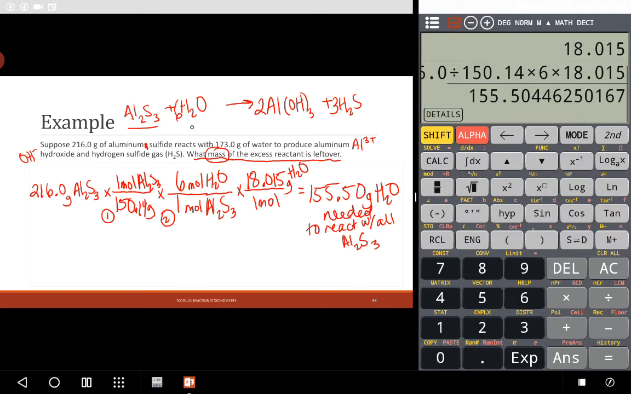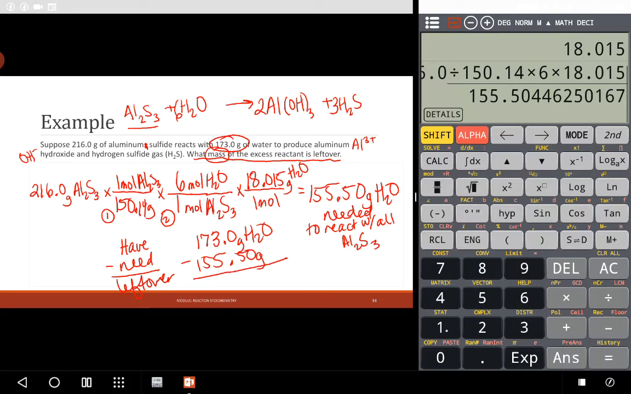How much do I have? I have 173 grams. So have minus need will give me leftover. So I have 173 grams of H2O, and if I subtract this amount, I'm going to end up with a positive number.